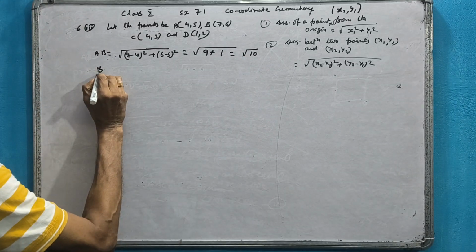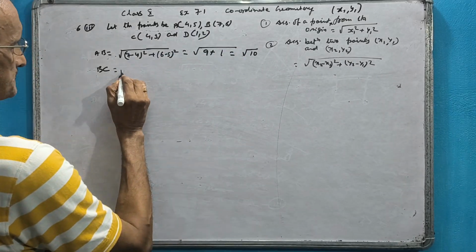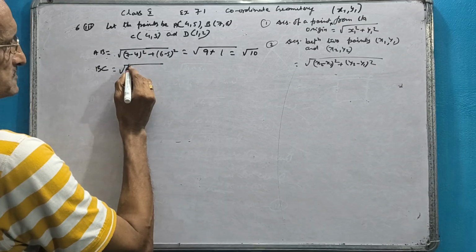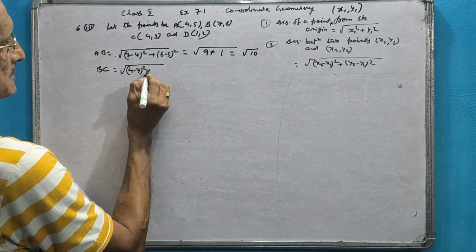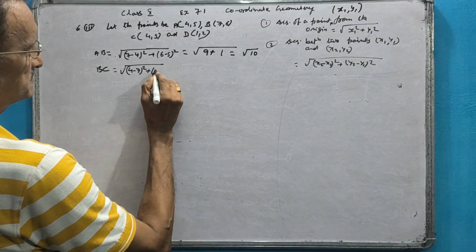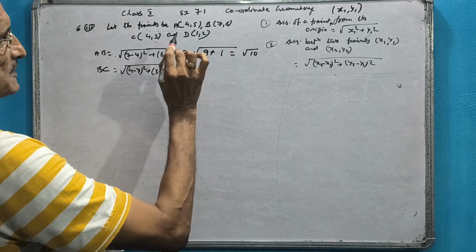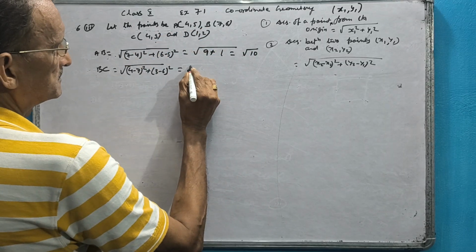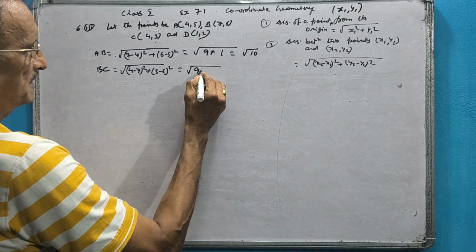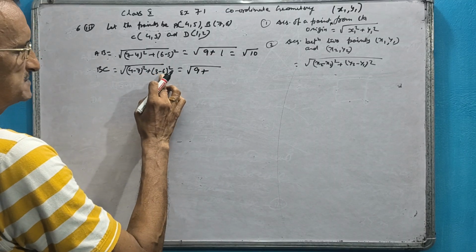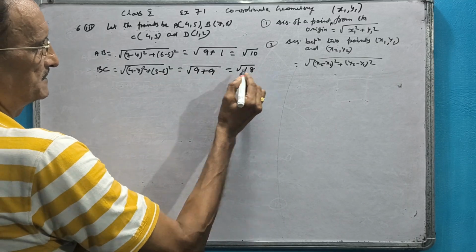Then find BC. B and C, you will see x2 minus x1, so (4 minus 7) whole square plus (3 minus 6) whole square, y2 minus y1. So 4 minus 7 is minus 3, whole square is 9, and 3 minus 6 is also minus 3, whole square is 9. We are getting root 18.